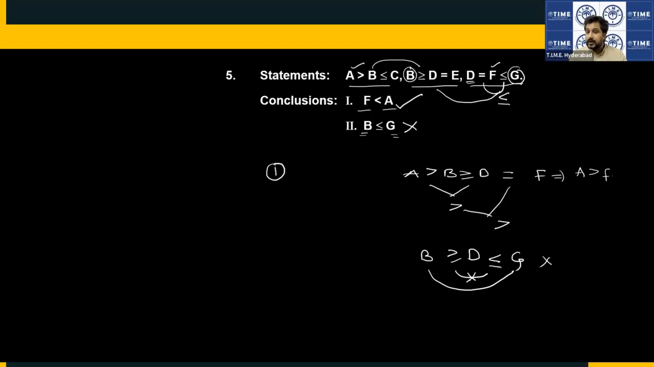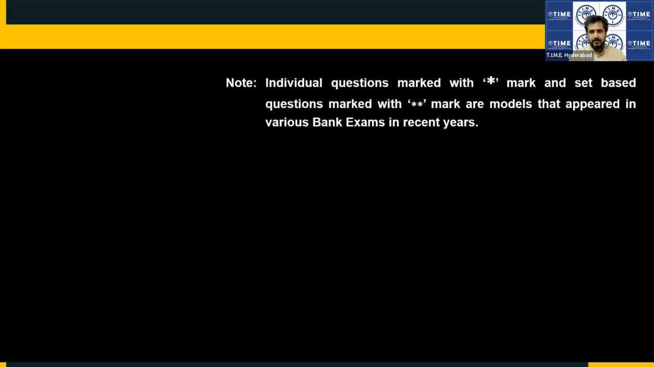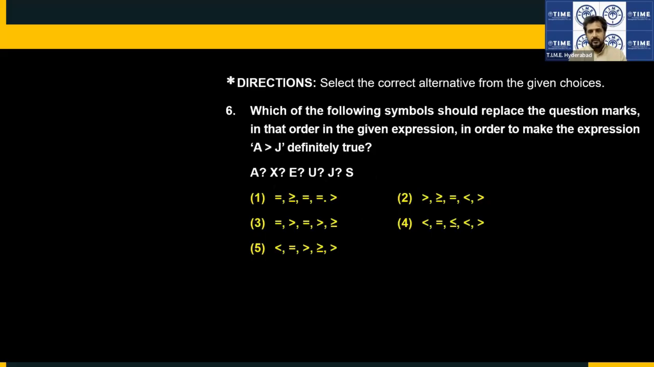Okay. Now move to the other model questions in SBI PO Prelims. Right. See this. Which of the following symbols should replace the question marks in that order in the given expression in order to make the expression A greater than J definitely true? Okay. What are the element letters given? A, X, E, U, J. And forget about the S, because the A to J relation is what they are asking for.